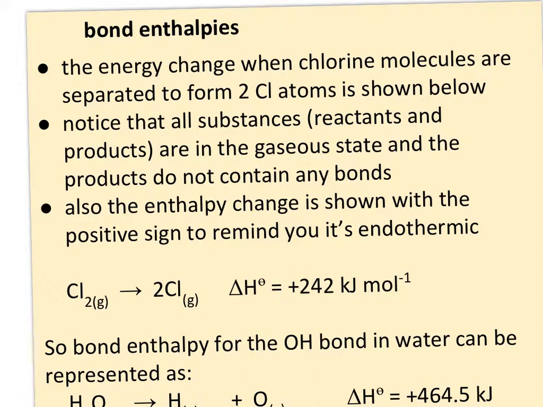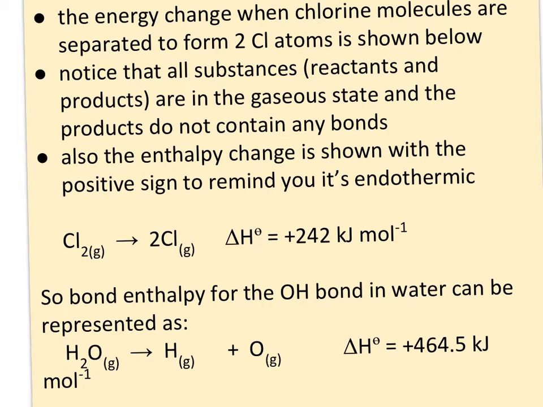Another thing to notice with bond enthalpies is that now it's a positive sign. Remember, when we had bond formation, that was exothermic, so those values are all given as negative values. But bond enthalpies are going to require energy, so those are going to be endothermic processes and positive values, again given in kilojoules per mole, just like the bond formation was.